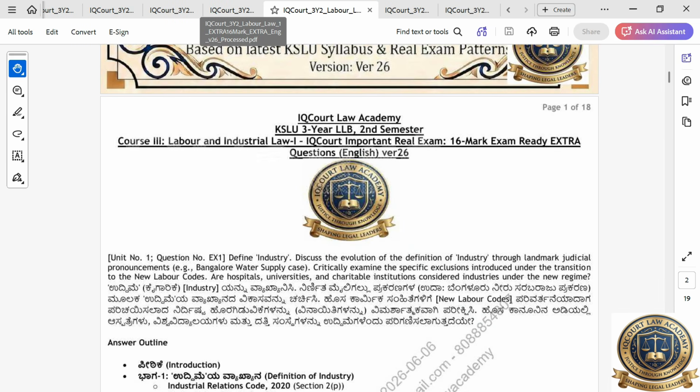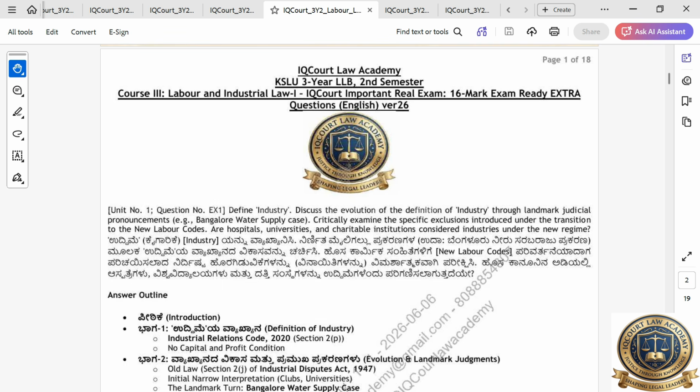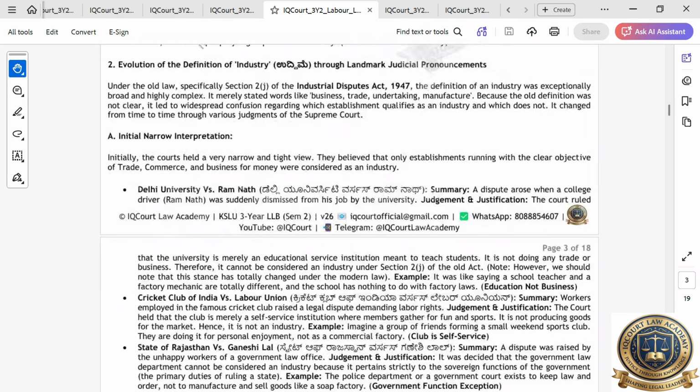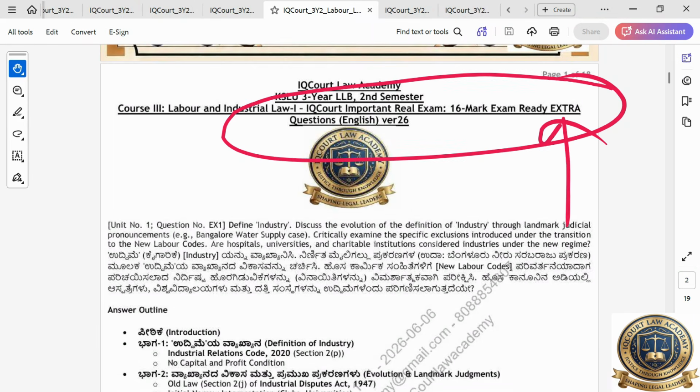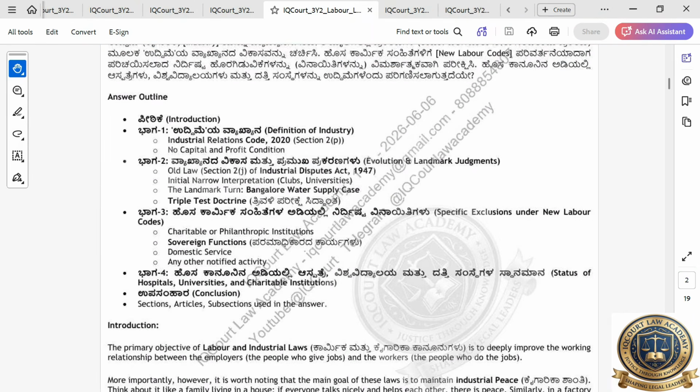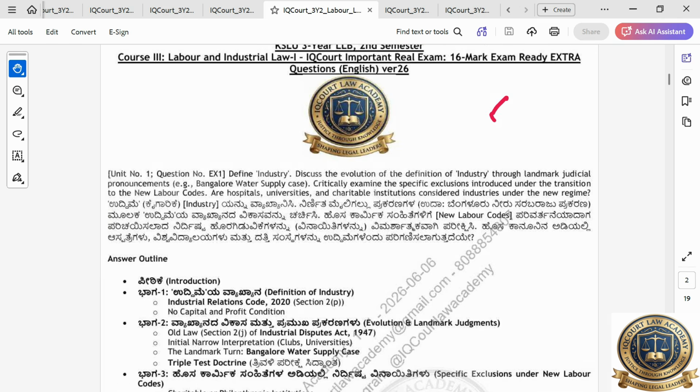We have done extensive research. We have studied everything, literally every point of the syllabus, and we found 5 additional questions. These are already covered in the study material, but still we are giving the additional 5 questions, along with the answers, to IQCourt Law Academy students. You can see we are providing the answer to each of those extra questions, for them to study for getting a score of more than 80 marks.